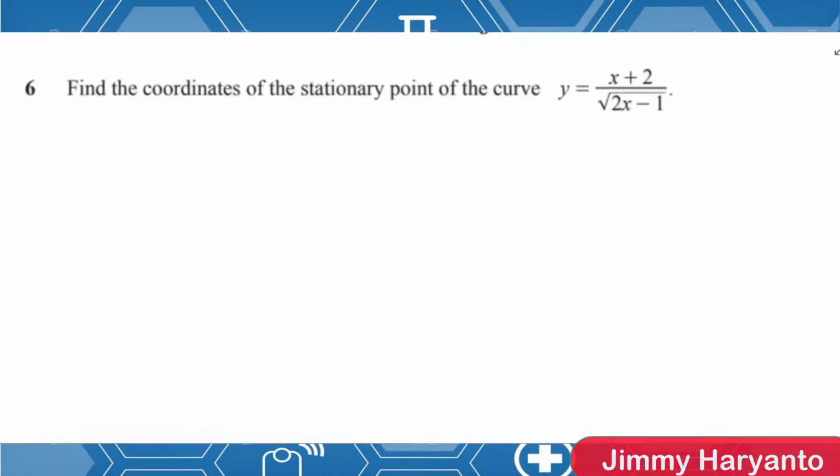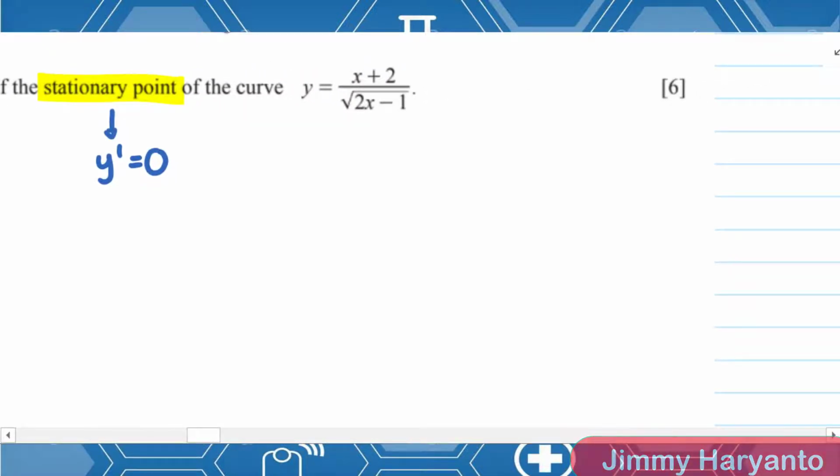Next is number 6. Find the coordinates of the stationary point. When you read stationary point, your brain should remember that dy/dx equals 0. A stationary point is always like that. So our task is to find dy/dx. Before we find it, we should consider this as u, and this one as v. v equals 2x minus 1 to the power of half. I will rewrite v like that.